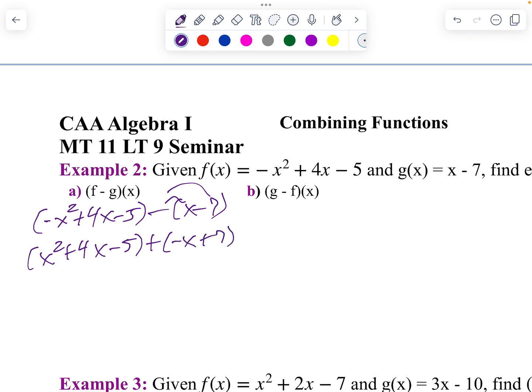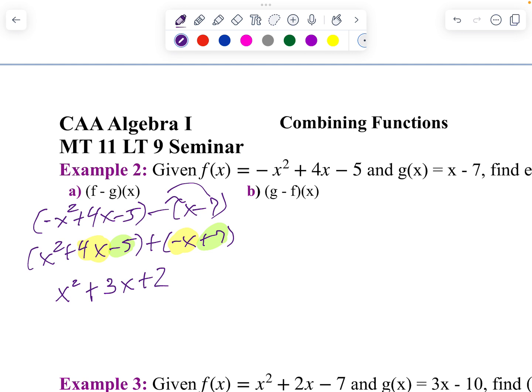Now combine our like terms, we only have an x squared, but I do have two x's, don't I? I've got 4x and a negative x, so that's positive 3x. And then we'll have negative 5 and positive 7, so we'll get plus 2.